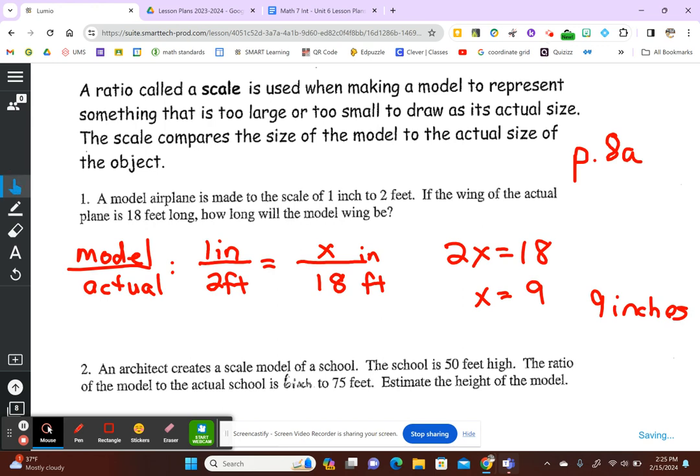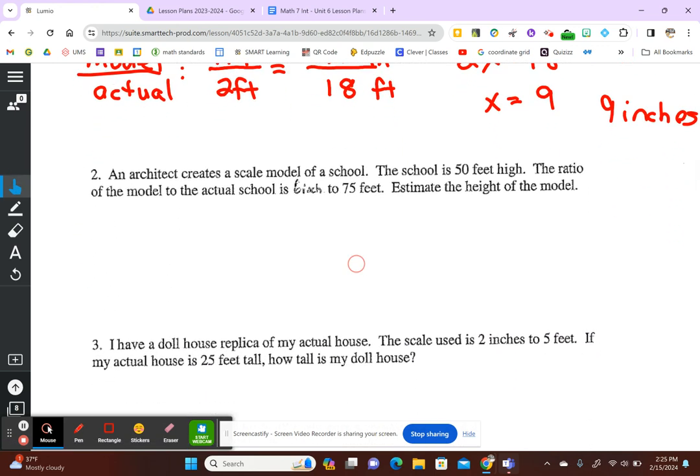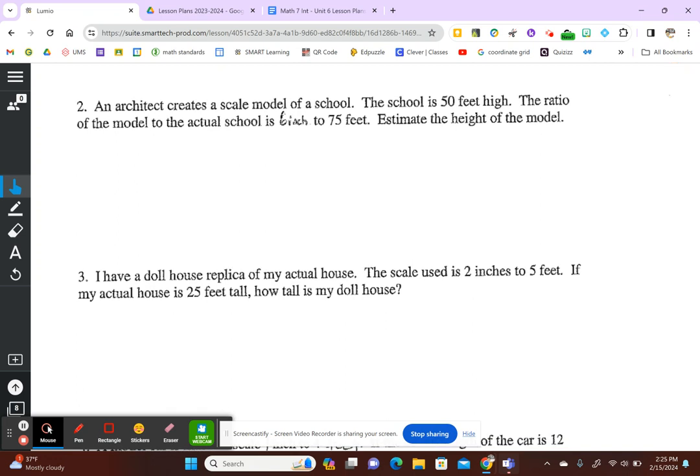Okay, so if you think you understood that one, try to do number 2 on your own, and then play the video when you're done to see if you're right. If you're not quite sure, you can watch me do it.